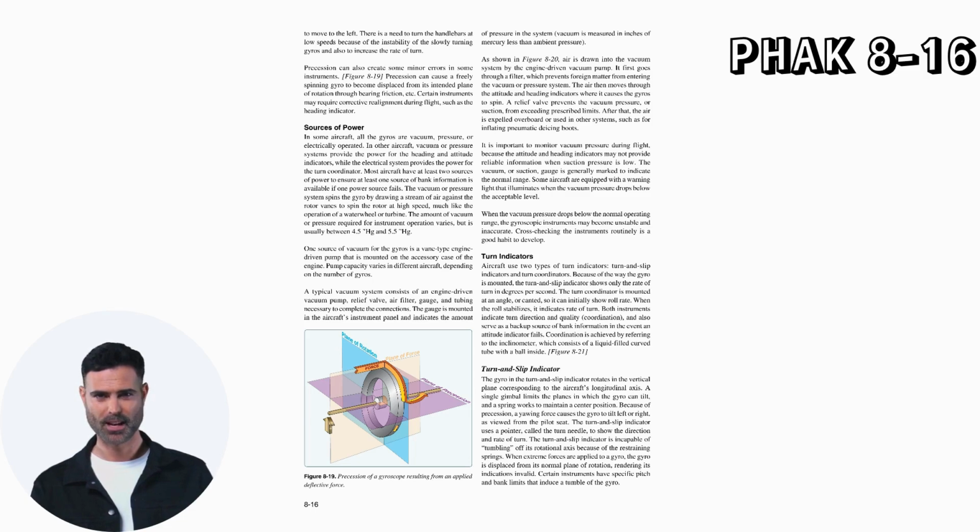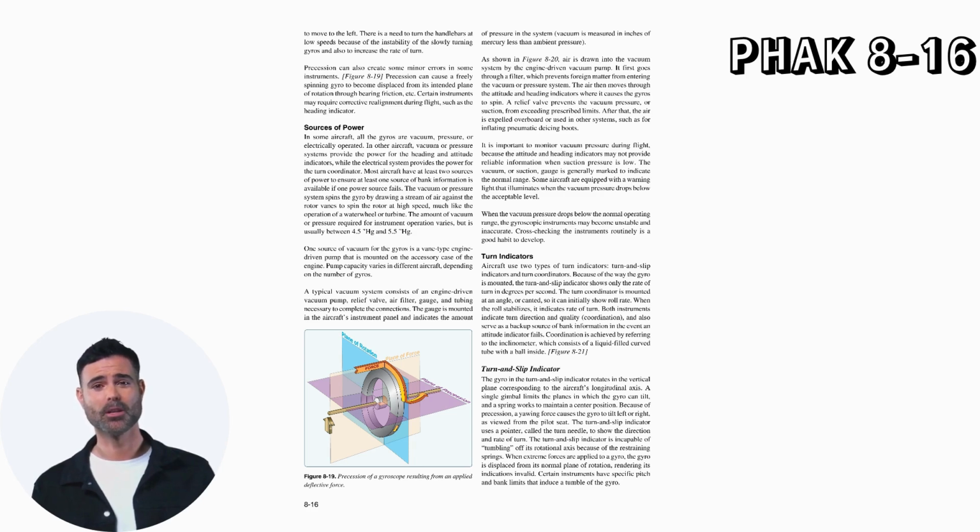As shown in Figure 8-20, air is drawn into the vacuum system by the engine-driven vacuum pump. It first goes through a filter, which prevents foreign matter from entering the vacuum or pressure system. The air then moves through the attitude and heading indicators, where it causes the gyros to spin. A relief valve prevents the vacuum pressure, or suction, from exceeding prescribed limits. After that, the air is expelled overboard or used in other systems, such as for inflating pneumatic de-icing boots.